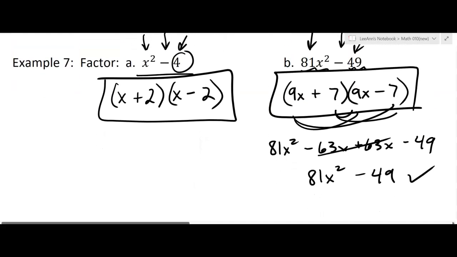But the difference of squares is my favorite. And hopefully it'll be your favorite too. It comes up a lot.